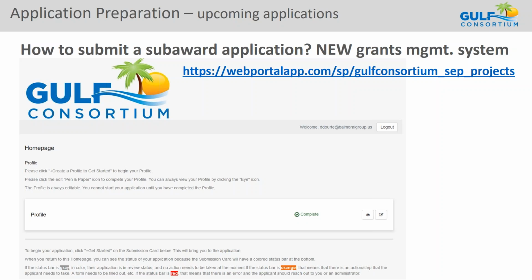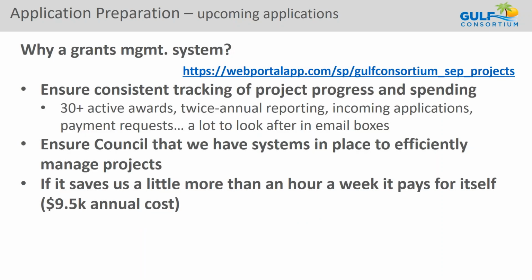So to submit a grant application, there's a new way to do that now. We have a grant management system that's been implemented. This link is on the website. The reason for the grant management system is so that all of the project applications and all of the post-award stuff, like the annual reporting, payment requests, all of that, we want to just keep that out of our email boxes as much as possible. So if that's all tracked and linked in this system, that should save us time. So that's the reason for it.